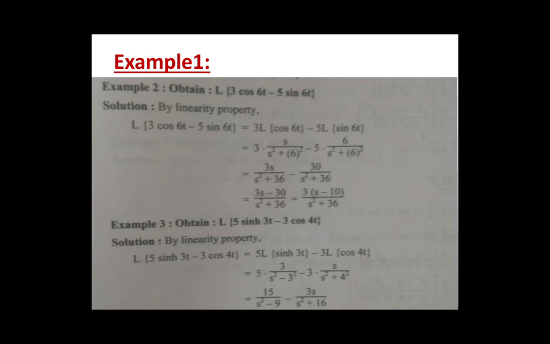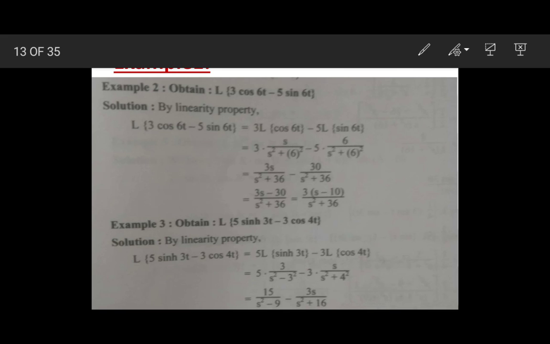First example is: obtain Laplace of 3 cos 6t minus 5 sin 6t. Now we are going to find the Laplace of 3 cos 6t minus 5 sin 6t. First we are going to use the linearity property. So this can be separated as 3 is a constant term, so that will come outside the Laplace. So it will be 3 Laplace of cos 6t minus 5 is a constant, so 5 will come outside the Laplace, 5 into Laplace of sin 6t.